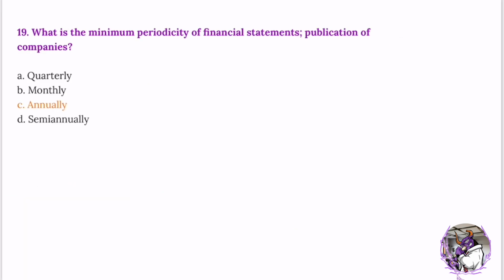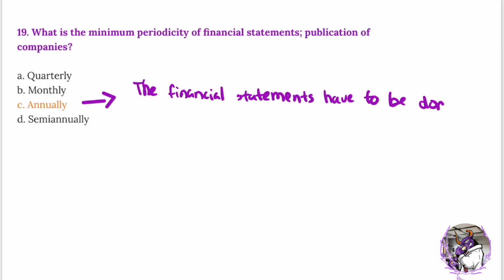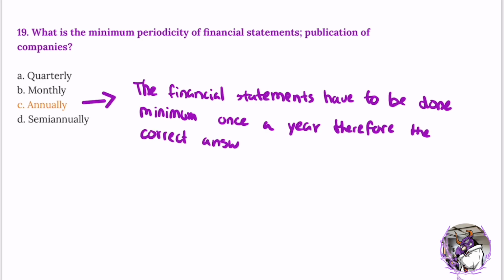Question 19. What is the minimum periodicity of financial statements publication of companies? The correct answer is letter C, annually. The financial statements have to be done a minimum of once a year. Therefore, the correct answer is letter C.